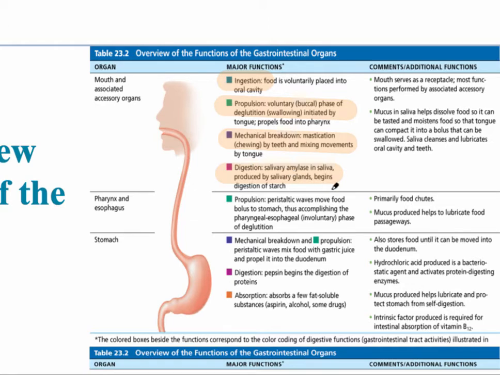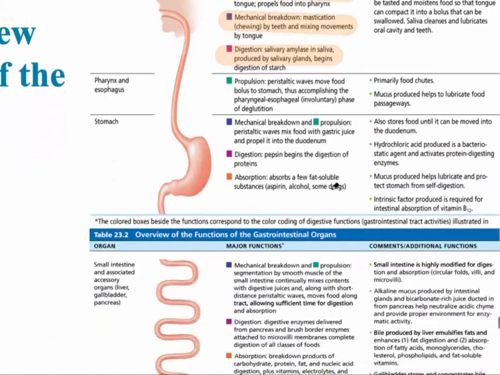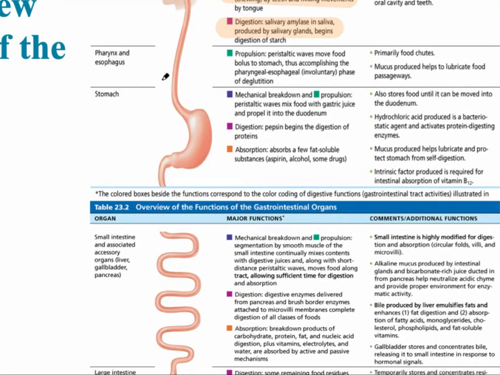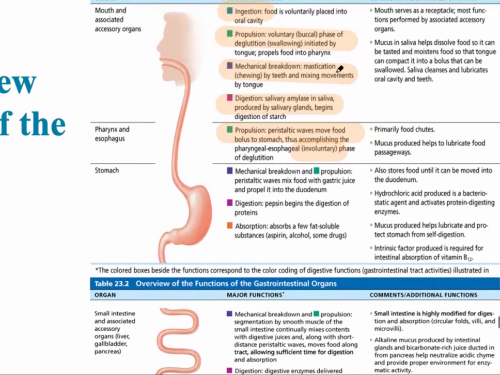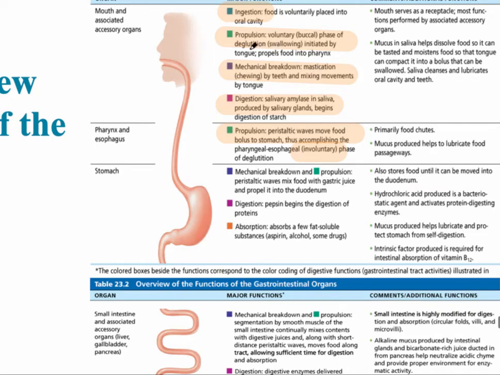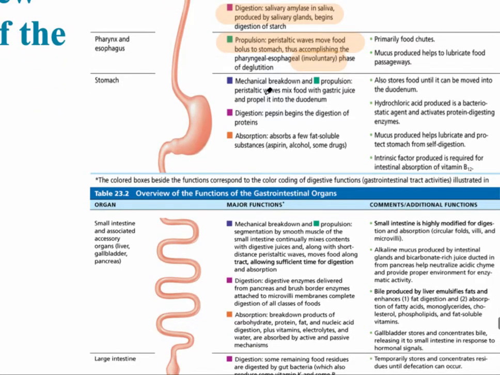And then finally, digestion. And at this point, the main enzyme that's in saliva is called salivary amylase, which breaks down starch. So in the next part of the GI tract, in the pharynx and the esophagus, the main function is propulsion, and that's the peristaltic waves moving food forward to the stomach. And notice that this is an involuntary phase. So we choose to move the food forward in the mouth, but then once it reaches the esophagus, it's going to the stomach.